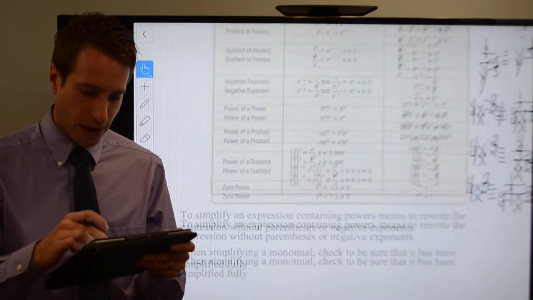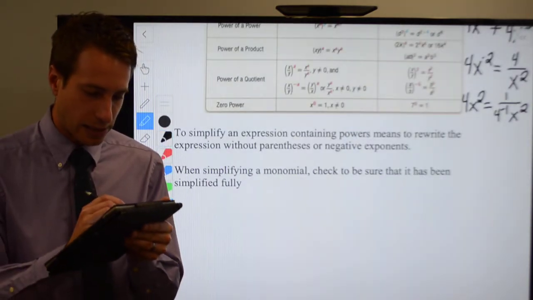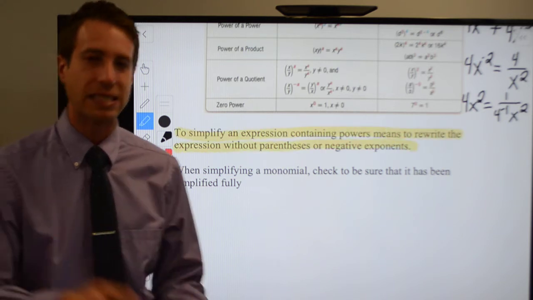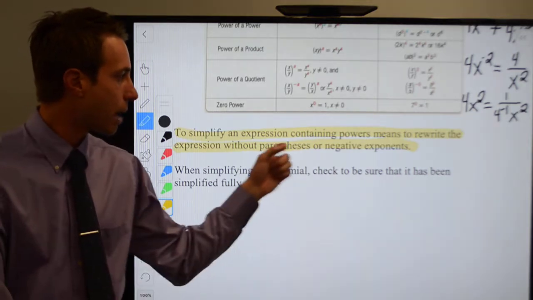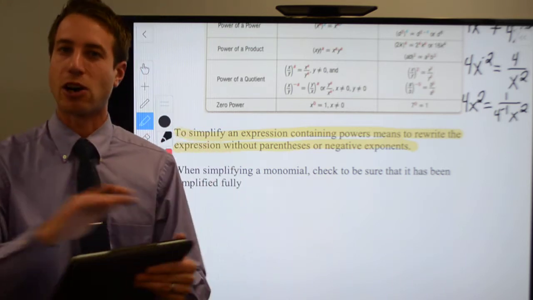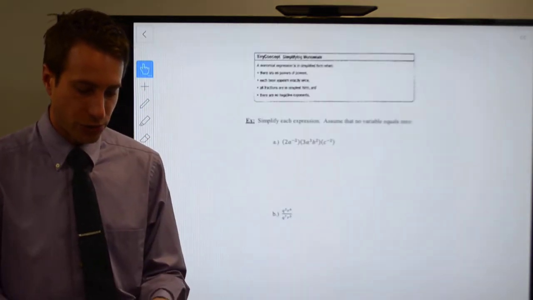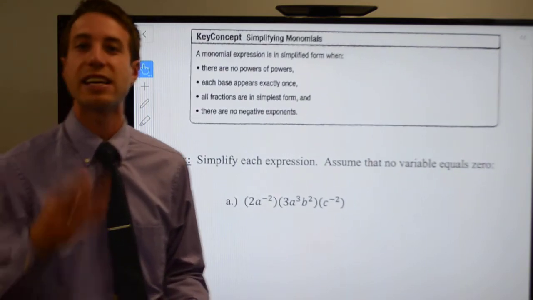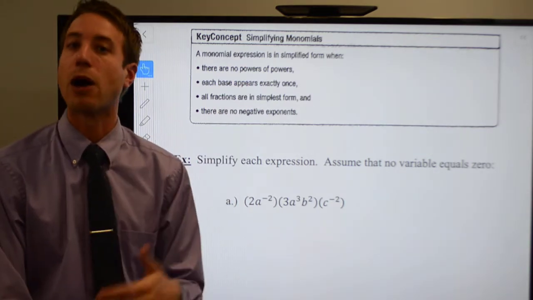What I want to talk about here next as we jump into example problems is this. To simplify an expression containing powers just simply means that we're going to rewrite the expression without parentheses or negative exponents. In fact, let me give you a comprehensive list of what you need to do in order to simplify these expressions with exponents. Here are the things you're looking to do. First, you need to make sure that there are no powers of powers.